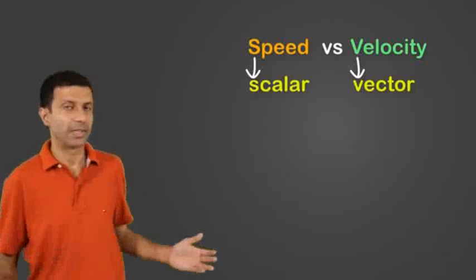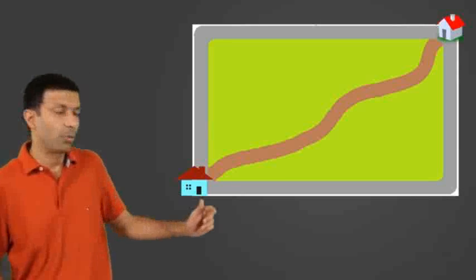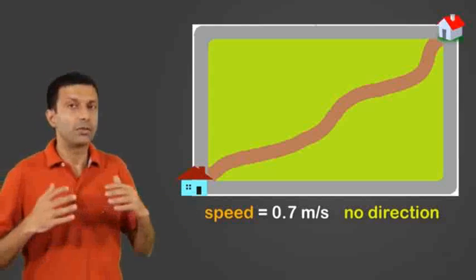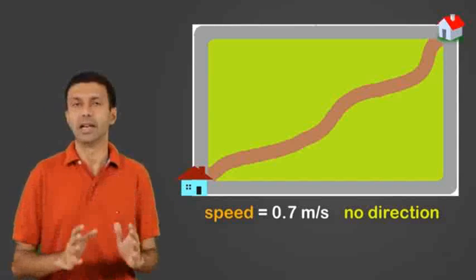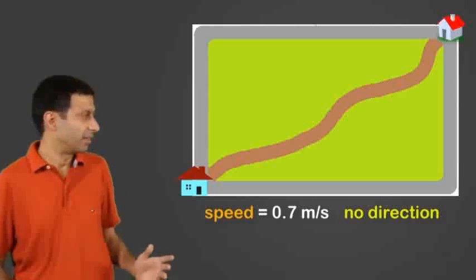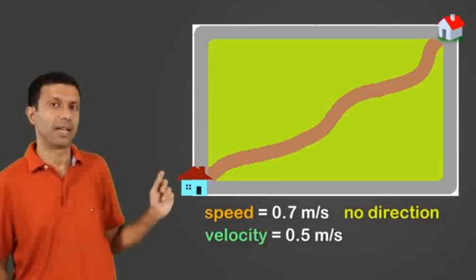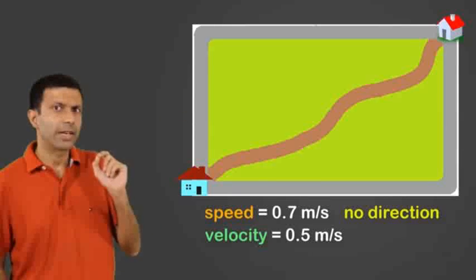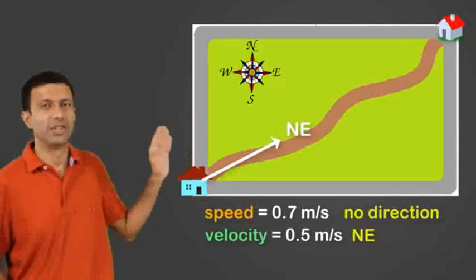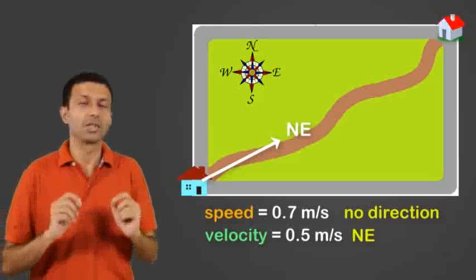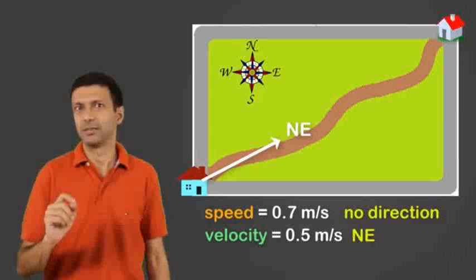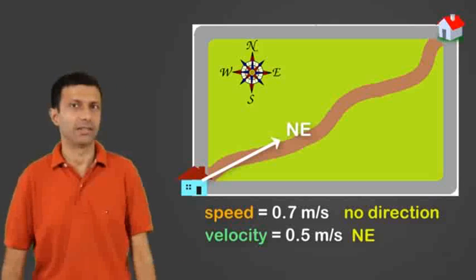Now let's go back to our example. The speed we found out was 0.7 meter per second. But there's no sense of direction because it's a scalar quantity. And what was our velocity? That's right, 0.5 meter per second. So what is the direction of the velocity here? It's along the northeast direction. So the complete answer of velocity will be 0.5 meters per second northeast because it's a vector quantity.